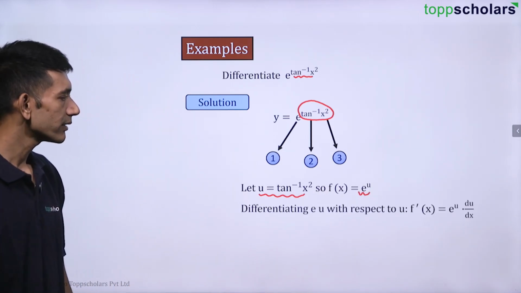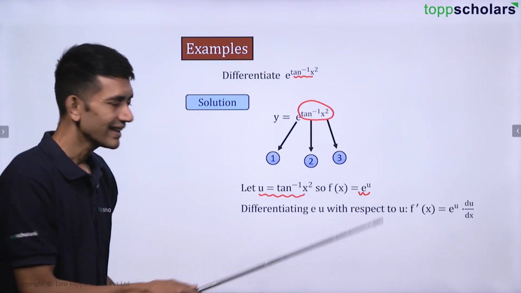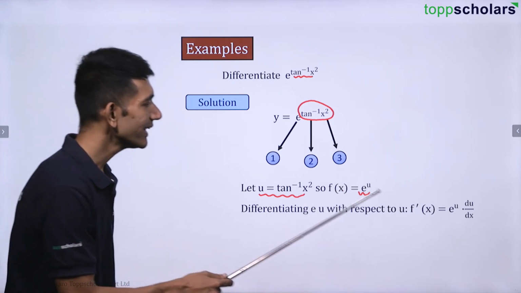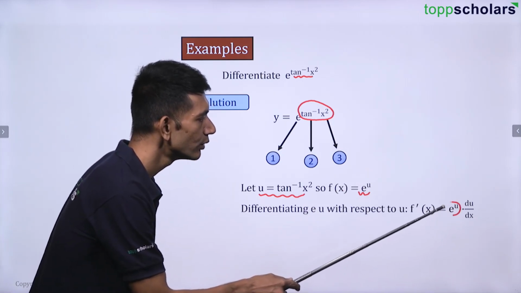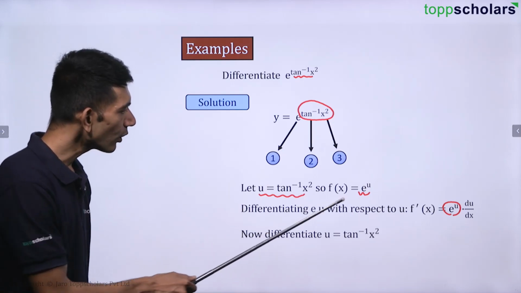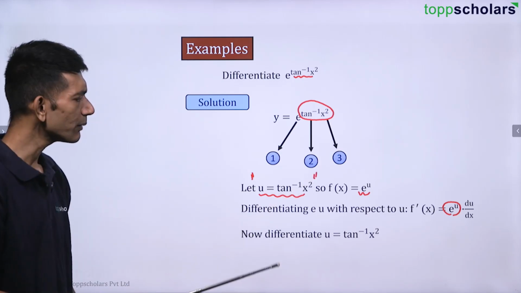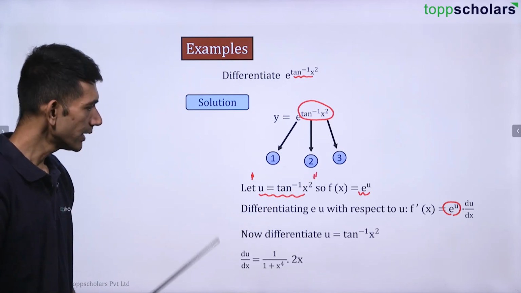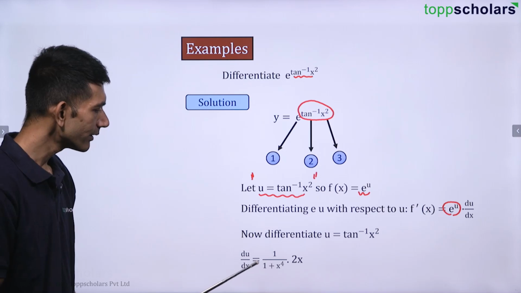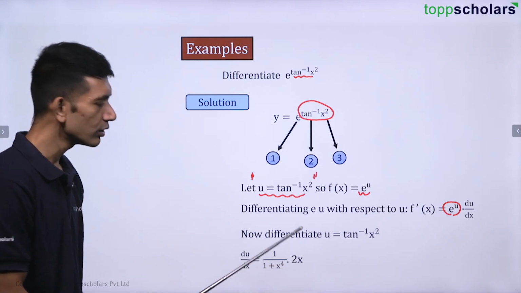Now you can differentiate. If you differentiate with respect to x, e raised to u will be e raised to u du by dx, right? Now, u is what? Your u is tan inverse x square. So what will be du by dx? Du by dx is going to be 1 by 1 plus x raised to 4 times 2x.